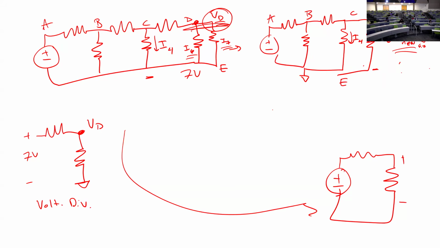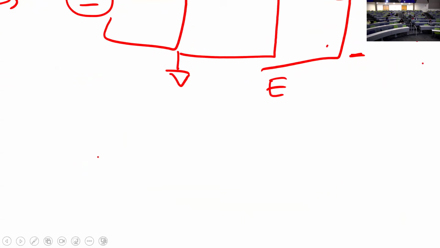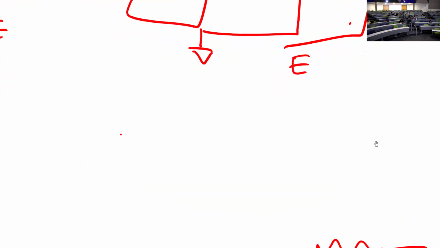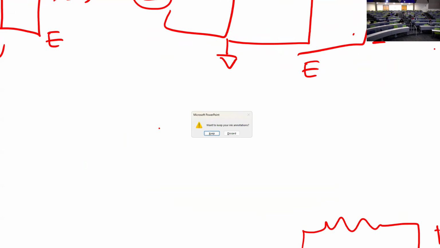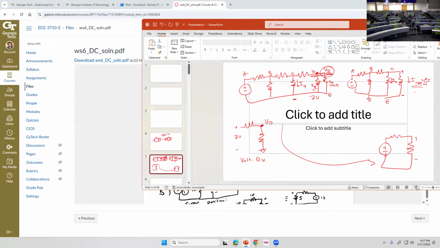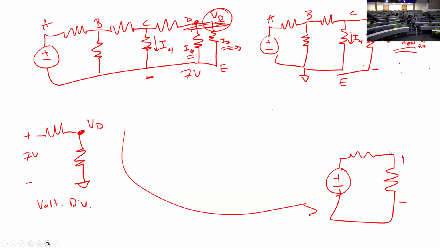Once I know, for instance, VC, oh, that's new. How did I even do that? So if I know VC and I know this equivalent resistor here, I can find VD by just using the rules of a voltage divider there. All right, any other final questions before we end?